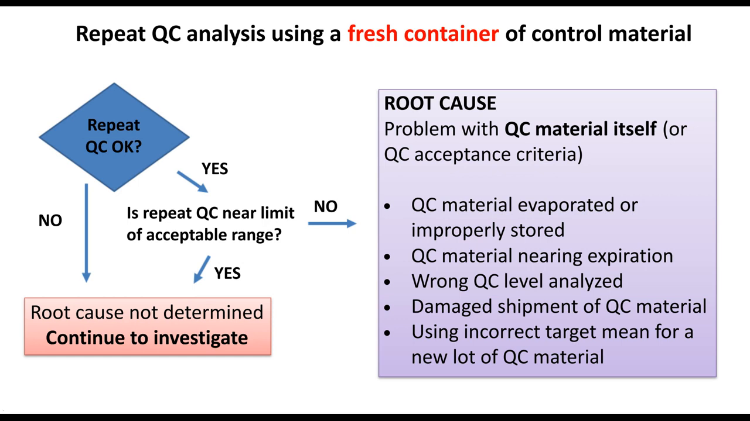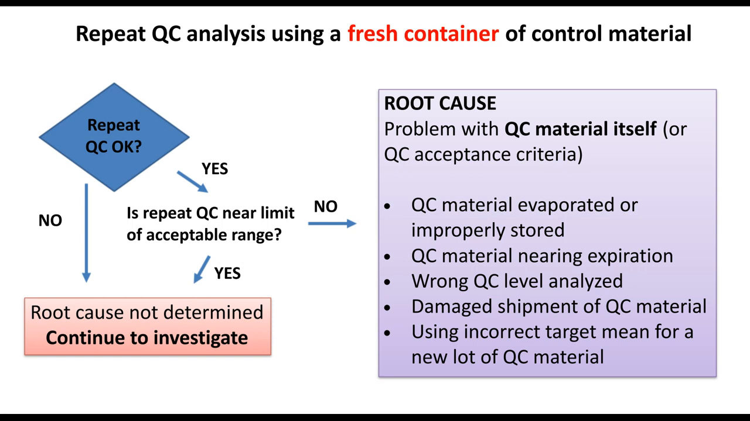One of the first troubleshooting steps you can perform to determine the root cause of a problem is to repeat the QC analysis using a fresh container of QC material. Do not just repeat the QC from the same aliquot or vial of QC material, because this does not constitute an intervention. You actually want to go into the refrigerator, obtain a new unopened vial of QC material, and repeat the measurement on the fresh aliquot. If the repeat passes and the repeat result is not in danger of failing or about to fail, then a problem with the material used for the initial QC run is likely.